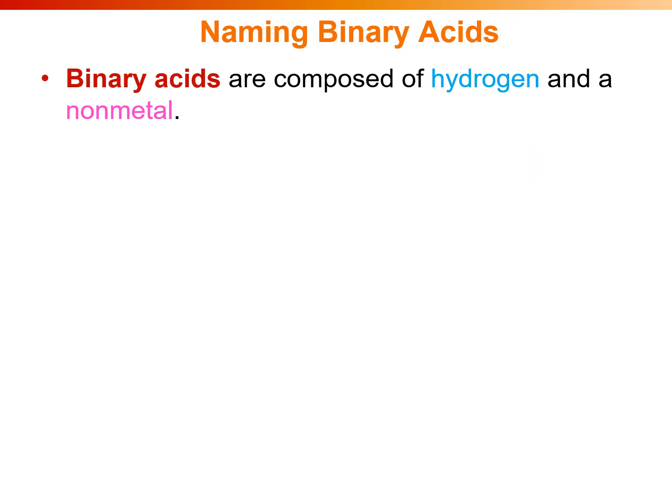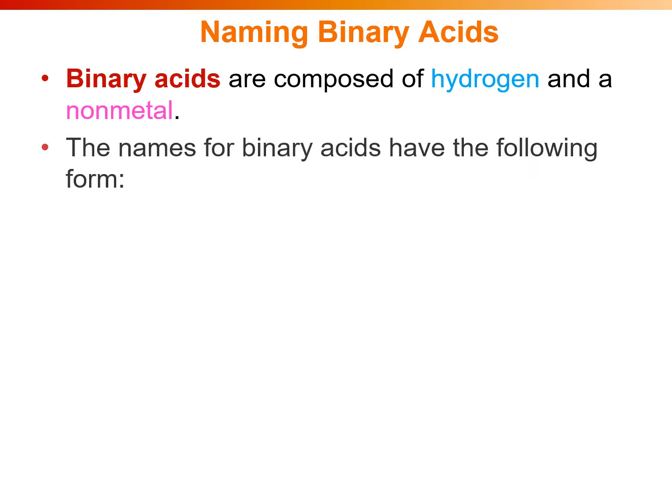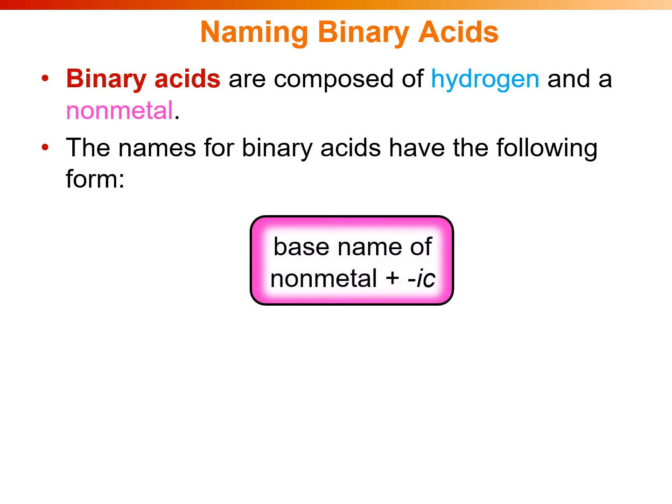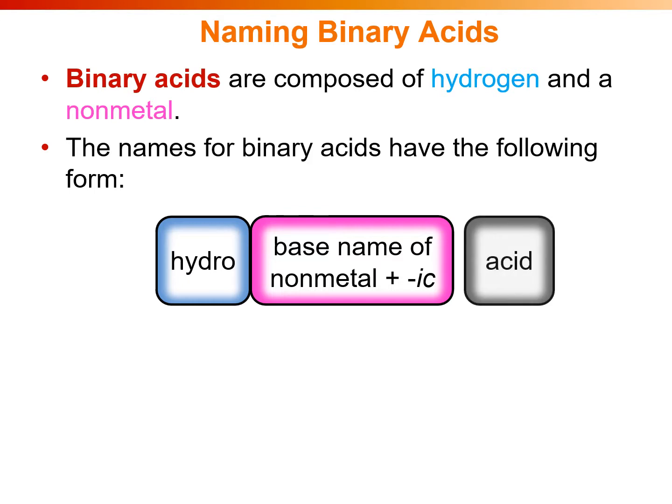Naming binary acids is actually pretty simple. The name is going to take the following form. You take the base name of the nonmetal in your compound and you're going to give it that ic ending. And then you're going to add hydro to the beginning and then you're going to add acid at the end. So let's take a look at a few examples.